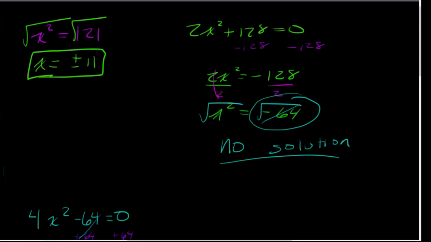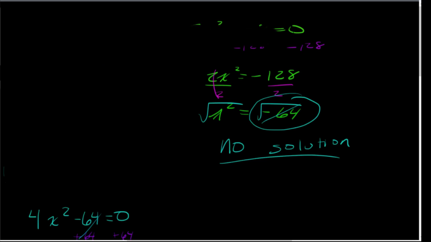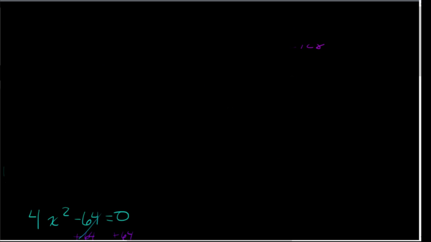Alright, 20 says we have to solve by completing the square. And the equation it gives us is x squared minus, oh, it's number 19, excuse me, minus 4x equals 32. So this already has c moved out of the way, which is perfect. Also, my a is already 1, which is perfect. So we can go ahead and complete the square.